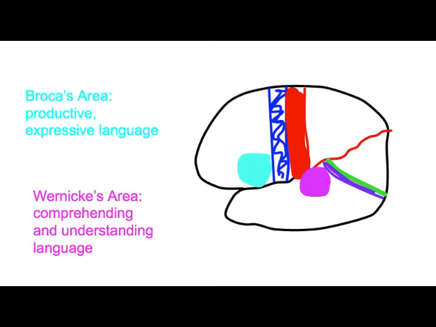And that's in your temporal lobe. So, a few things just to talk about. Wernicke's area is that if somebody were to ask you a question, you would understand what they're saying.